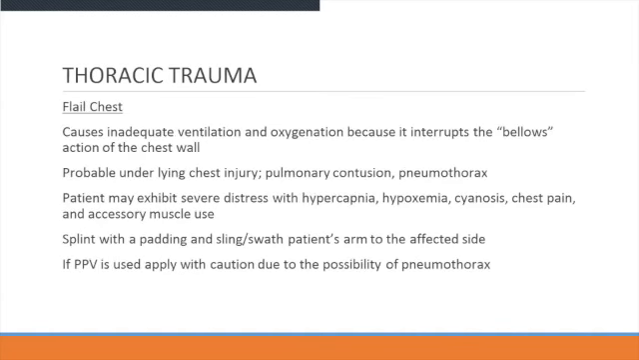All right, so flail chest causes inadequate ventilation and oxygenation because of an interruption of the bellows action of the chest wall. There is probable underlying chest injury, pulmonary contusion, and pneumothoraxes. The patient may exhibit severe distress with hypercapnia, hypoxia, cyanosis, chest pain, and accessory muscle usage. Splint with padding and sling and swathe the patient's arm to the affected side. If positive pressure ventilation is used, apply with caution due to the possibility of a pneumothorax.